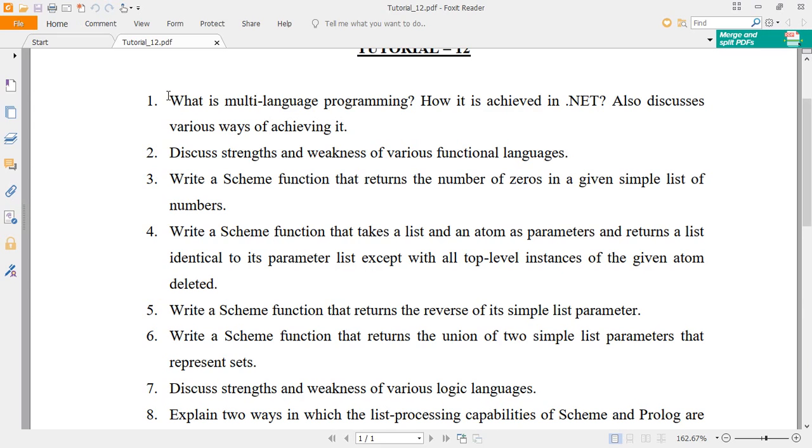Next, second question: discuss strengths and weaknesses of various functional languages. Here we are supposed to discuss the strengths and weaknesses of functional languages. In lecture 38, Introduction to the Functional Languages, I have told you that there exist several languages that support these features of functional programming languages, such as Lisp, Common Lisp, Scheme, ML, and Haskell. So we have seen already in the lectures what the advantages and strengths of those languages are, and what the weaknesses are.